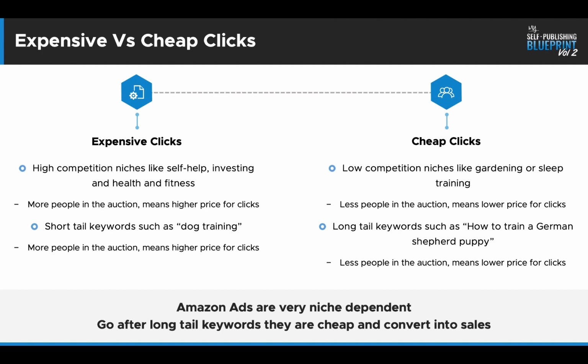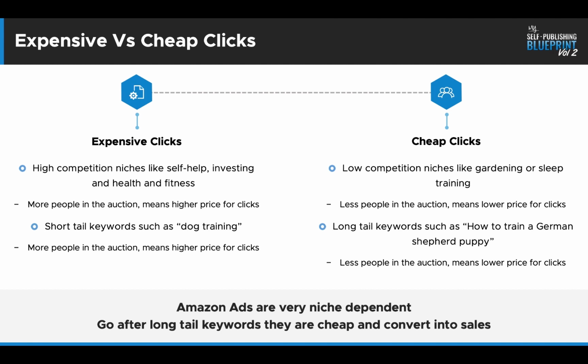Cheap clicks, low competition niches, right? Gardening or sleep training. Those are low competition. They're not as popular, not as sexy, but they're still very profitable. Less people are going to be in the auction means it's going to be a lower price for the clicks. Long tail keywords, right? Such as how to train a German Shepherd puppy. Less people in the auction, lower price for the clicks.